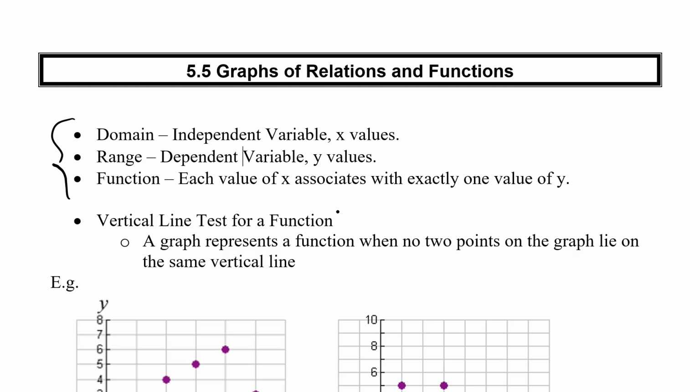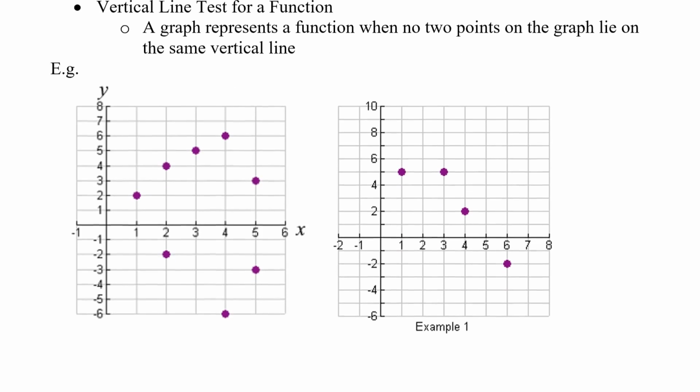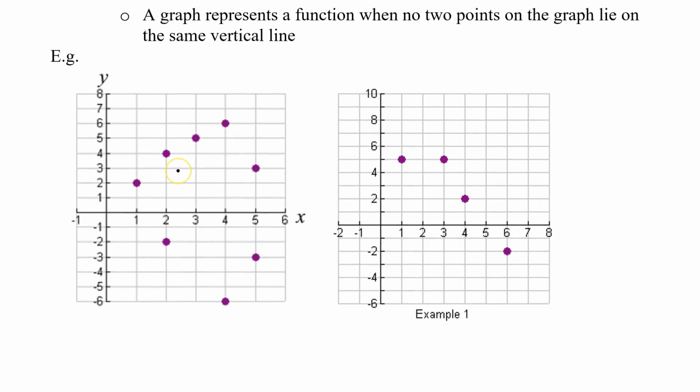For the vertical line test, we need a graph. And we're going to have a function if no 2 points on the graph lie in the same vertical line. So we're going to look at our graph, take a vertical line, we could use our ruler, whatever we want, and if no 2 points fall on that same vertical line, you've got a function. So let's look at what this means for us. Two graphs here, number 1, number 2.